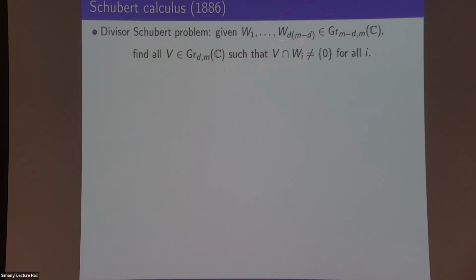And D times M minus D is the dimension of this Grassmannian, and each of these conditions is codimension 1. So it's plausible that this problem has a finite number of solutions. And it turns out it does.